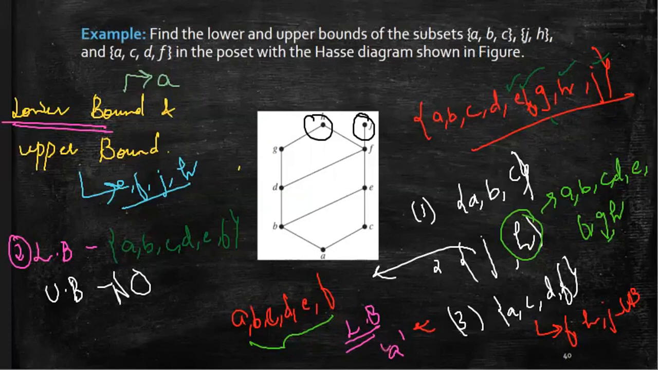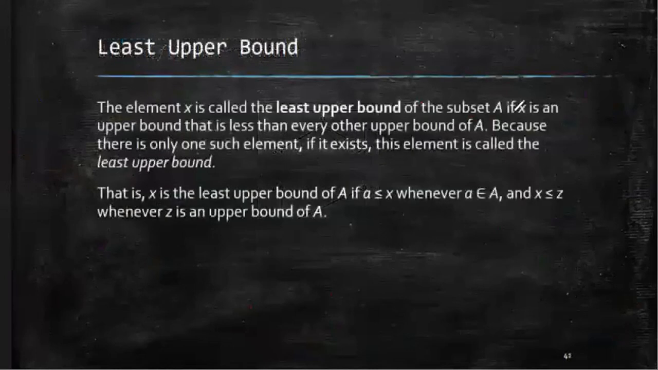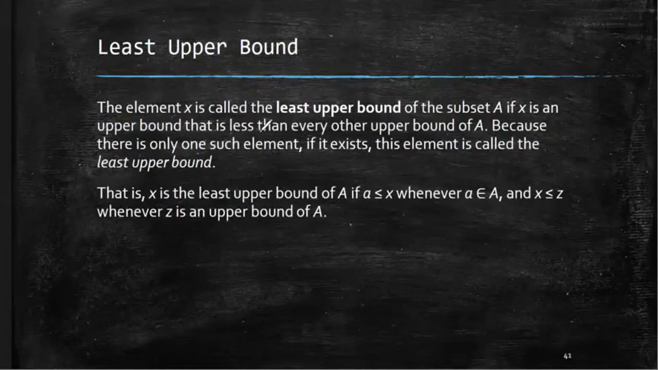Now the next is least upper bound and greatest lower bound. Okay. The element X is called the least upper bound of the subset A if X is an upper bound that is less than every other upper bound of A. Because there is only one such element, if it exists, this element is called the least upper bound. That is, X is the least upper bound of A if a is less than or equal to X whenever a belongs to A, and X is less than or equal to Z whenever Z is an upper bound of A. Now, what does this mean?